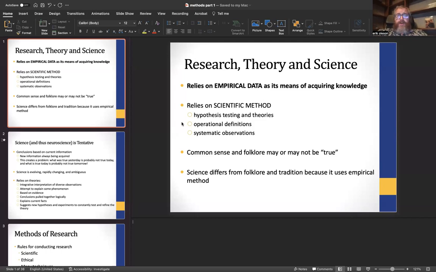So research relies on empirical data as its means of acquiring knowledge. This would typically involve more than just introspective thinking or just writing down one's thoughts. It would typically rely on the scientific method, which involves the hypothesis testing of theories. It involves operational definitions. For this, it's important to note, what is the operational definition of a term?